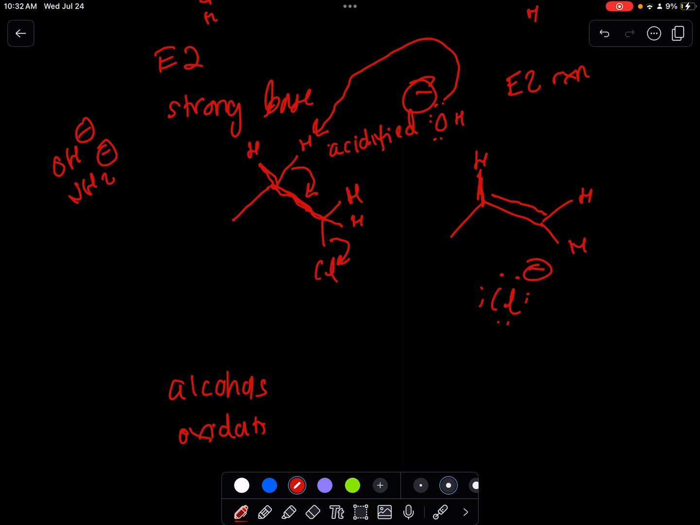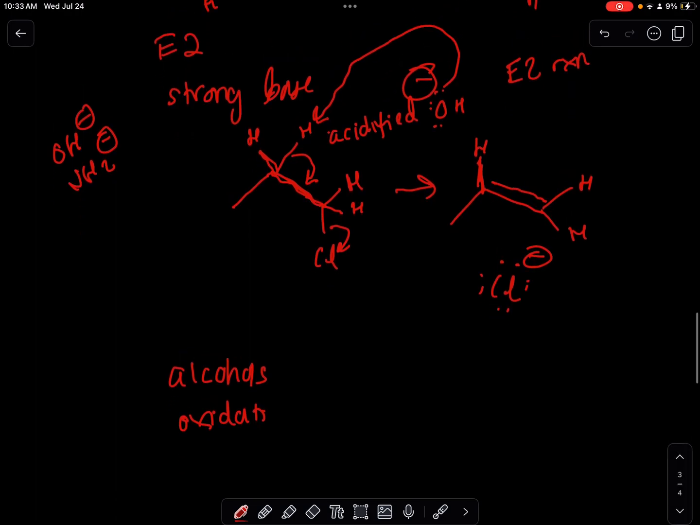And so one mechanism that can happen is the following. Our strong base can grab a hydrogen from the carbon that is adjacent to the leaving group. So if you call this position 1, this is position 2. And when it does that, the electrons from that bond to hydrogen come and make a double bond and expel the leaving group, and you get an alkene. So this mechanism can also occur.